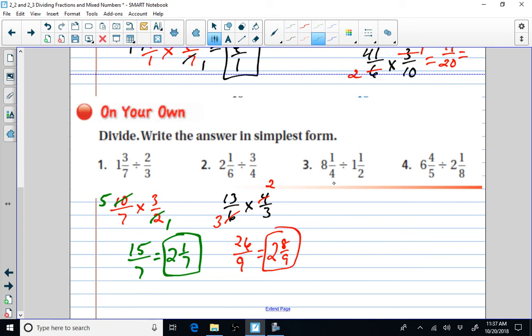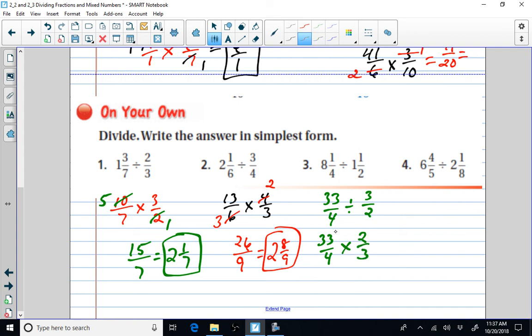Problem 3. Write everything as a fraction first. So 4 times 8 is 32 plus 1 is 33. So that's 33 over 4 divided by 2 times 1 is 2 plus 1 is 3. That's 3 over 2. Then we multiply by the reciprocal. That's going to be 33 over 4 times the reciprocal of 3/2 would be 2/3.